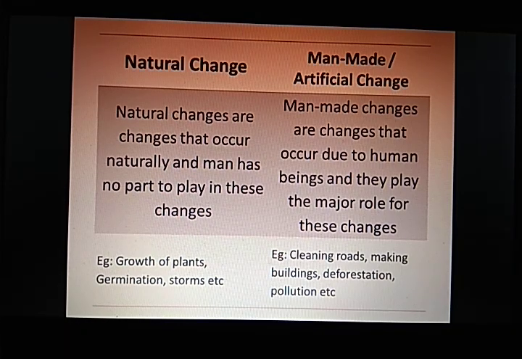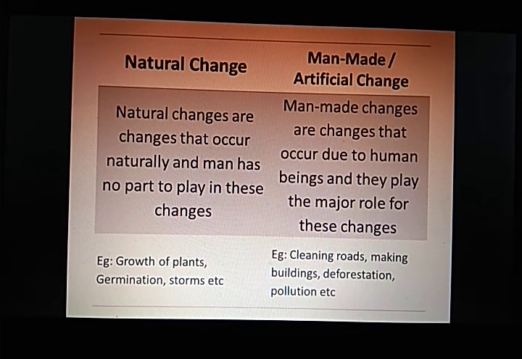Man-made or artificial changes, by the name itself, mean the changes which are brought about by human beings, and they play the major role. That means we, the human beings, bring about that change. We are responsible for those changes, nobody else. Nature will not control these changes, so we do that.